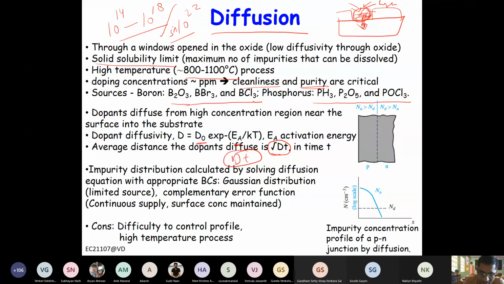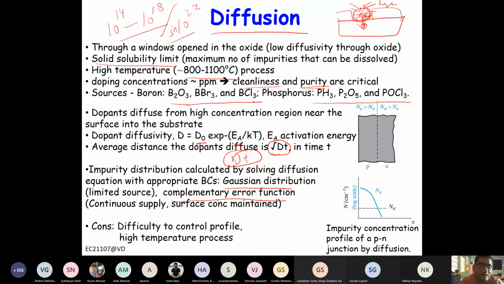So either you can get a Gaussian distribution, or you can get a complementary error function distribution. Gaussian distribution is obtained when the amount of impurity is fixed, right? That means you have only n number of atoms to be diffused. So that is called a limited source. And if you have a continuous supply, then you get this complementary error function distribution.